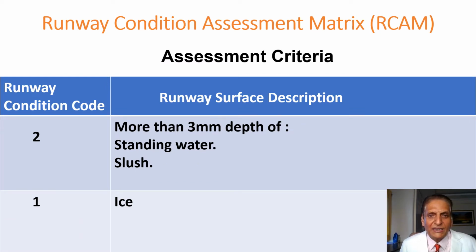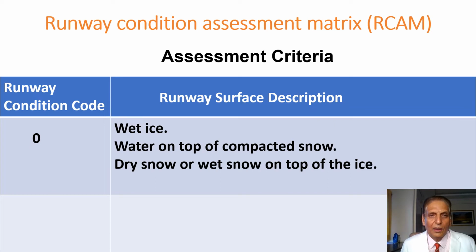If there is more than 3 millimeter depth of standing water or slush, then for this runway surface description, runway condition code will be 2. For ice, runway condition code will be 1. Wet ice, water on top of compacted snow, dry snow or wet snow on top of ice: the runway condition code will be 0.